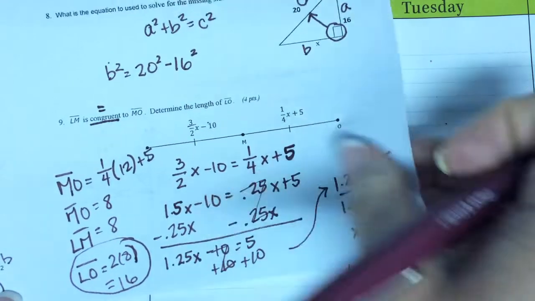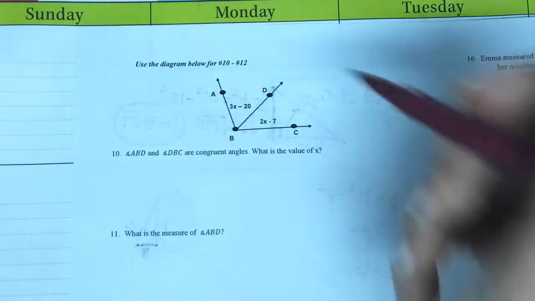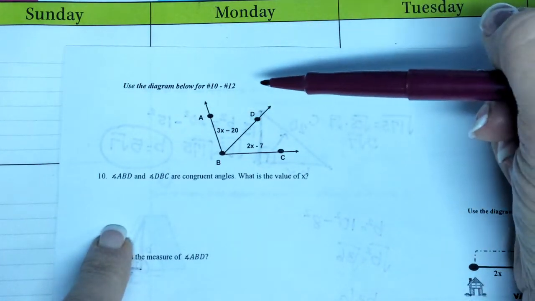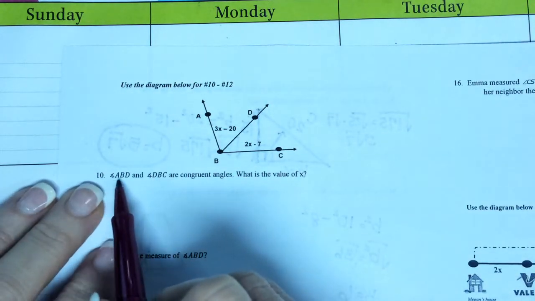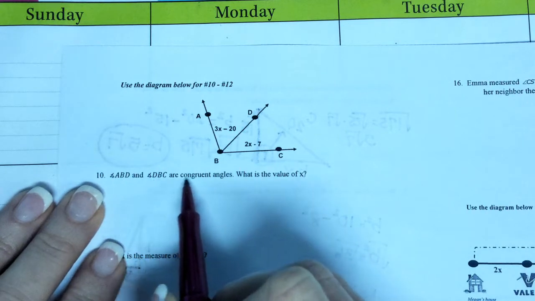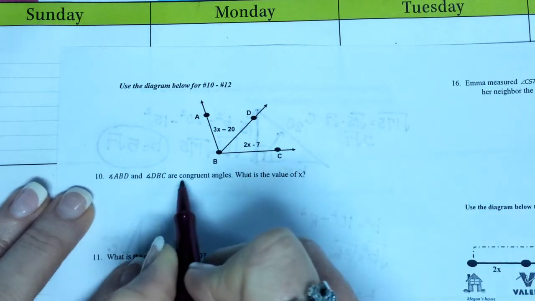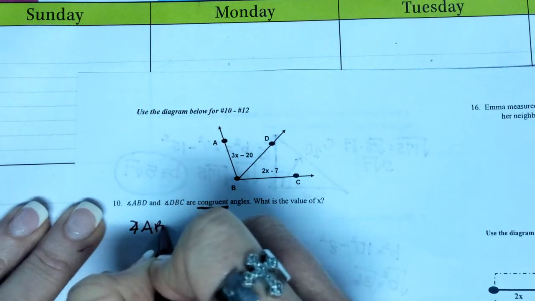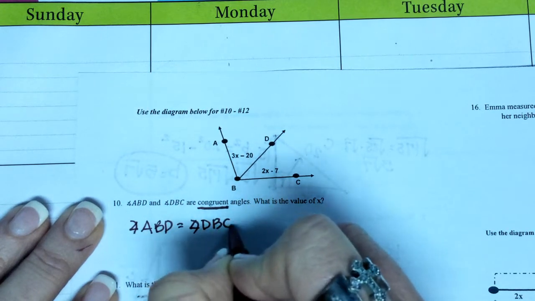Okay, so let's flip it over to the back side. So it wants us to use the diagram for numbers 10 through 12. So number 10 says the angles ABD and DBC are congruent angles. So what is the value of x? So if they are congruent, that means that the angle of ABD is equal to the angle of DBC.